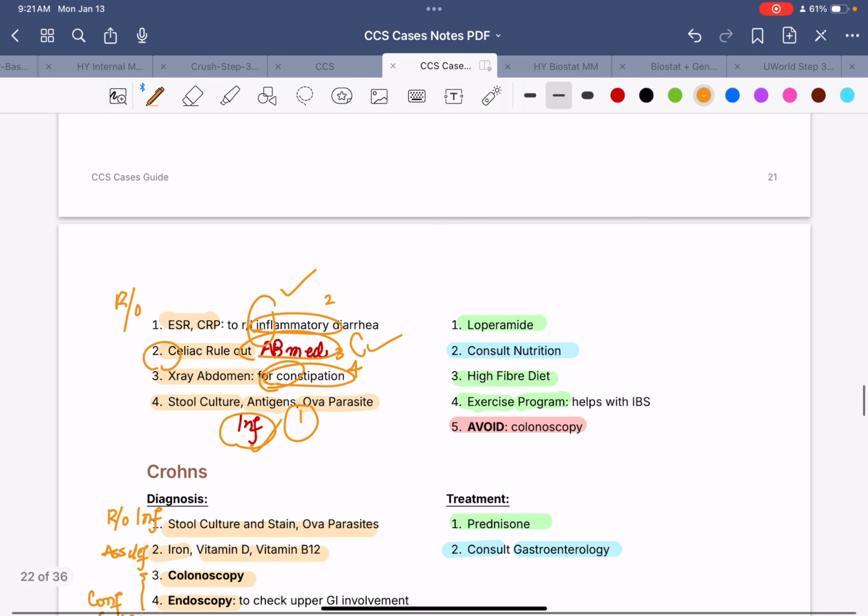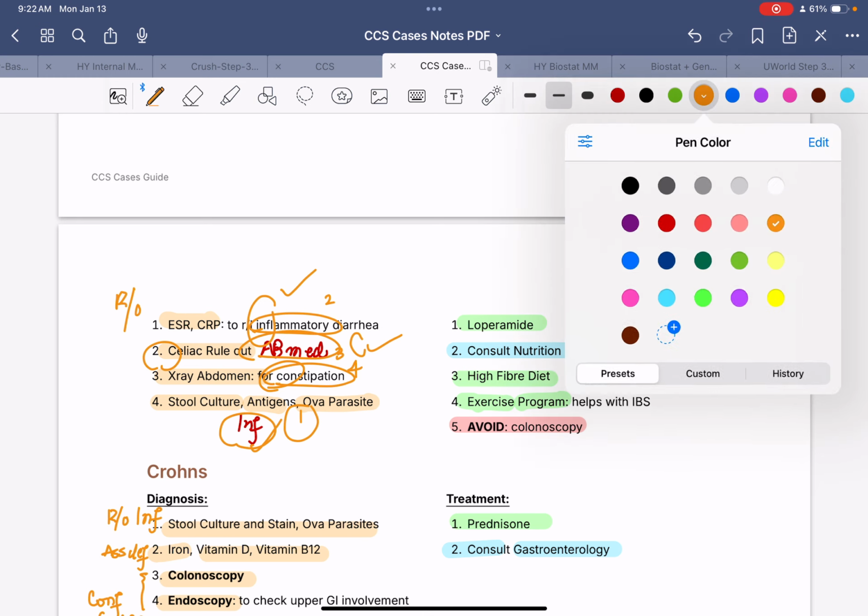So first of all, think infection. Okay, how can I rule out infection? With the stool culture, so of course, stool antigen, ova and parasites, stool gram stain, right? How can I rule out inflammation? I can rule it out with ESR and CRP. How can I rule out constipation? X-ray of the abdomen. How can we rule out celiac? You know, with the antibodies along with, if needed, an endoscopy along with a biopsy, right? And once everything is negative, now you know for sure that this is just IBS.